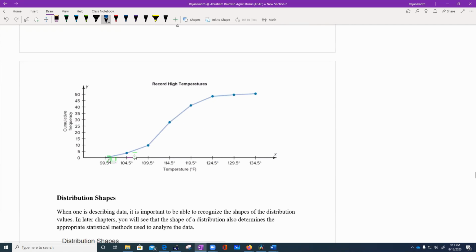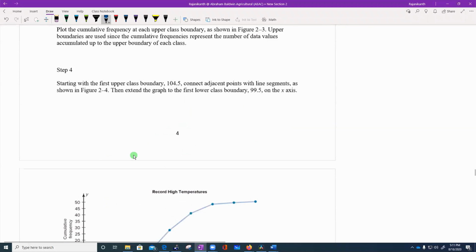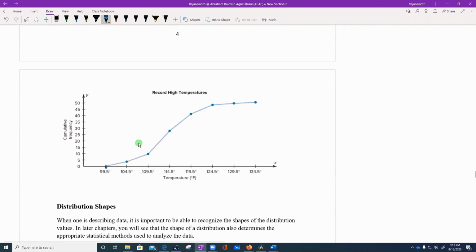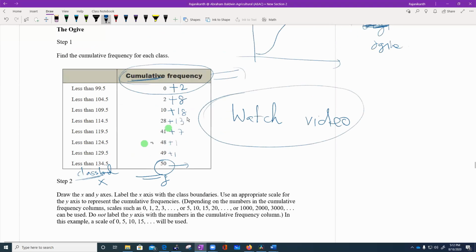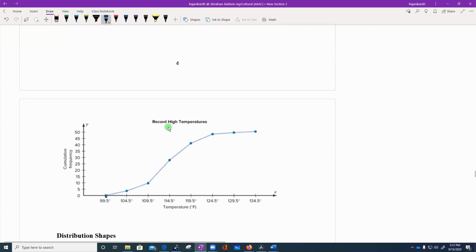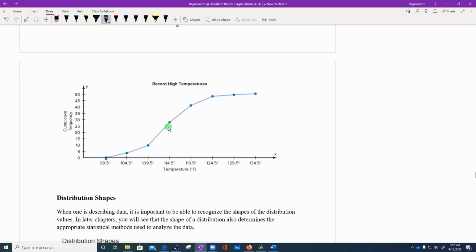So we are starting with less than 99.5, nothing is there. So this is 0. Start with 0 always. This is less than 99.5. This is less than 104.5. How many data values are there less than 104.5? Simply 2. So this will be 2. Next is 8, and 8 plus 2 is 10. That is 0 to 10.